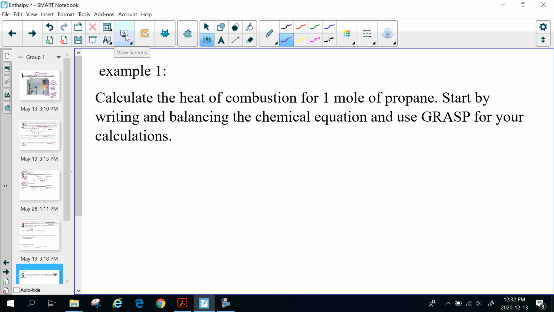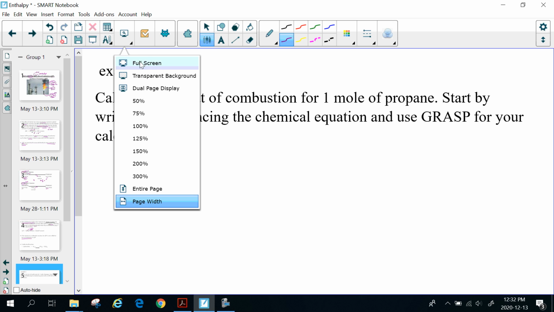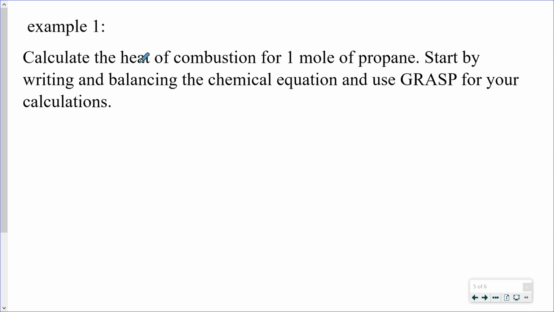So let's go ahead and take a look at a couple of calculations here. This first one is for the propane that I mentioned. First thing that you need to do is write the chemical reaction and balance it. In your data booklet, again, it does have different reaction types, and it does tell you that for combustion reactions, what you have is a fuel, and that fuel is burning, and for it to burn, you need oxygen. So that's going to be one of the reactants, oxygen gas.